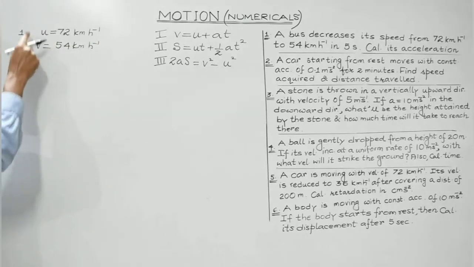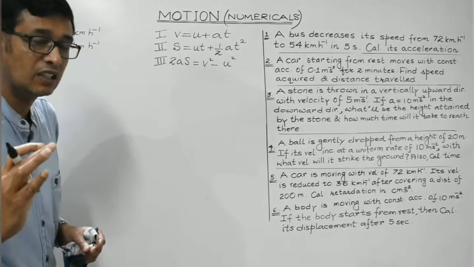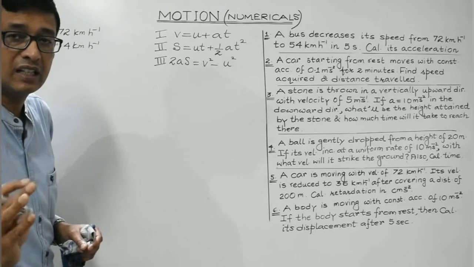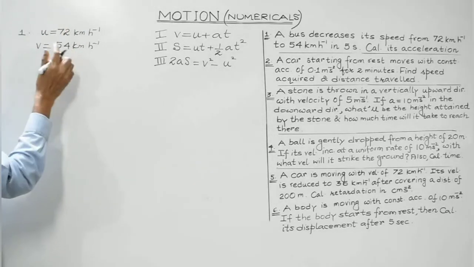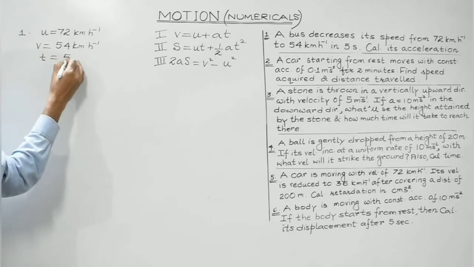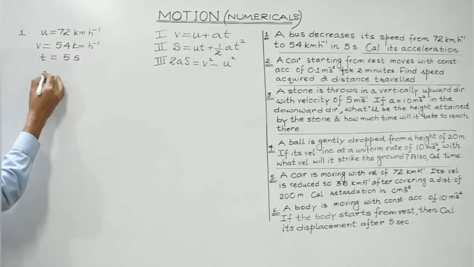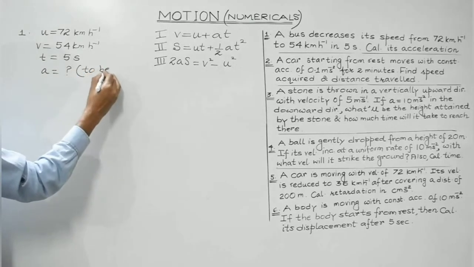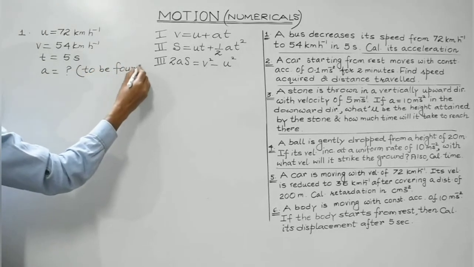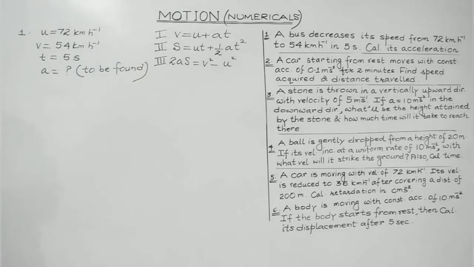You need to write the given information. U stands for the initial velocity, V stands for the final velocity. And the body is decreasing in speed from 72 to 54 km per hour in time 5 seconds. Now we need to find the acceleration, which is to be found. Right?